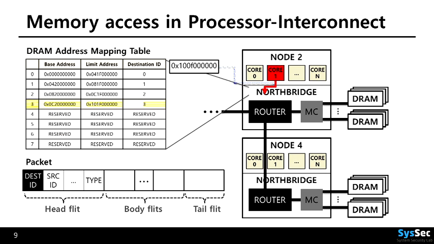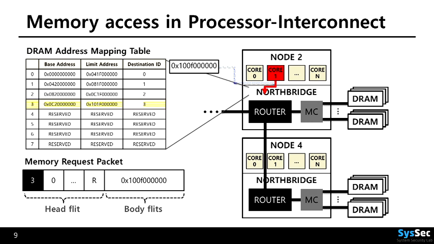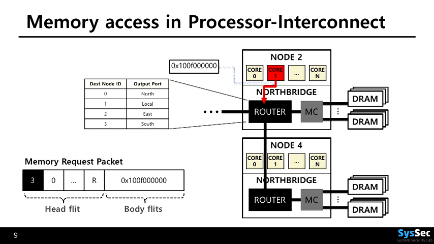In this case, the memory request falls in entry 3, so the north bridge creates the packet like this. The destination is 3, the source is 0, the type is memory request, and the body contains the physical address. Then the router transmits the packet based on the routing table, which contains nodes and their corresponding output ports. In this case, the destination node is 3, so the packet is routed to the south port.